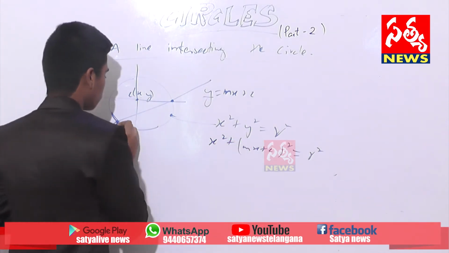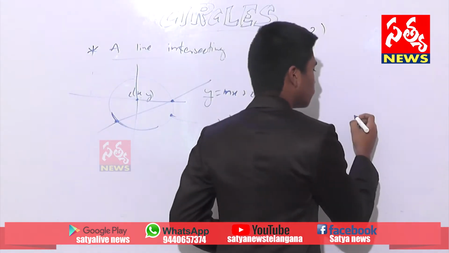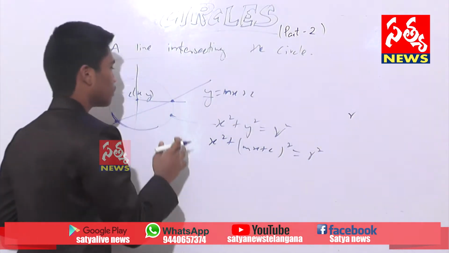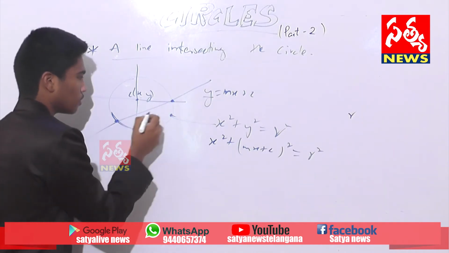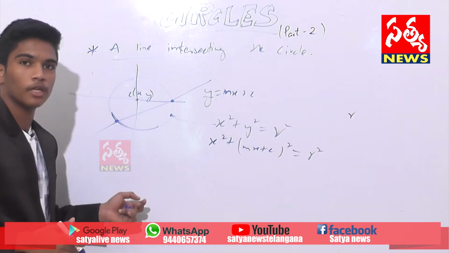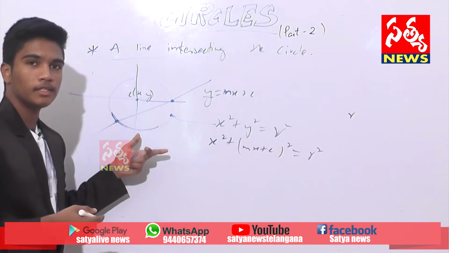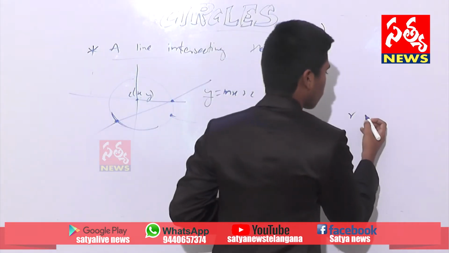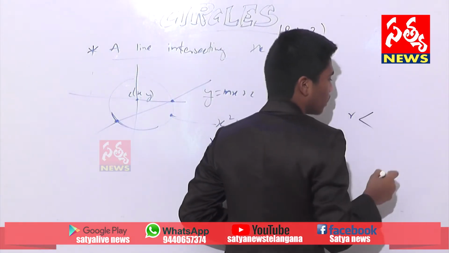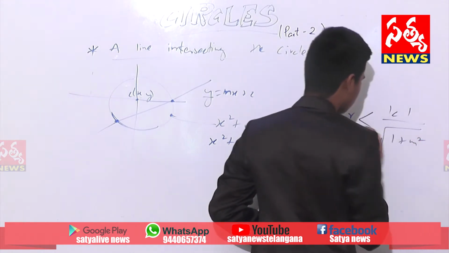Okay, these are the points, and there is a condition for which it is a chord. See, we all know that the intersection of 2 points in a circle is known as a chord, right? The largest chord in the circle is diameter. Okay, if r is less than mod c by under root 1 plus m square.